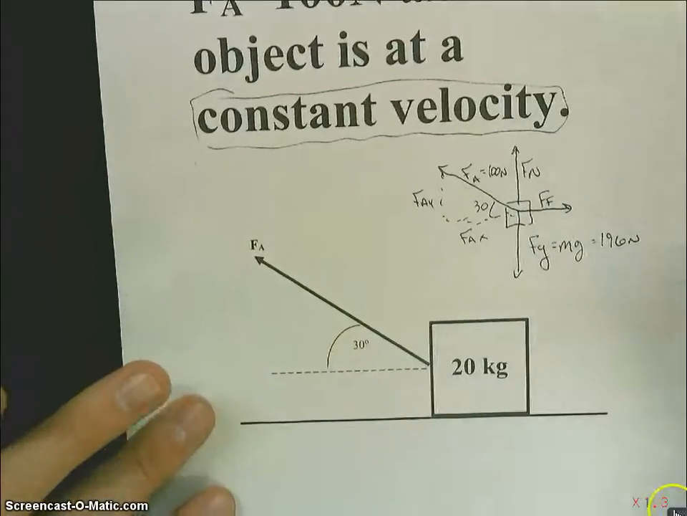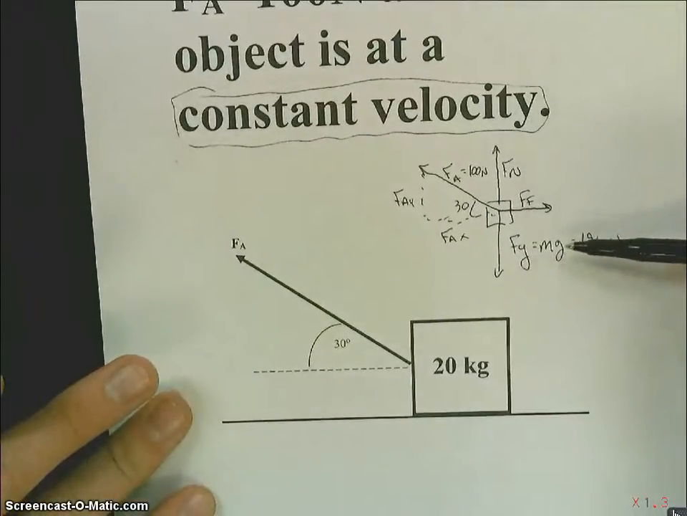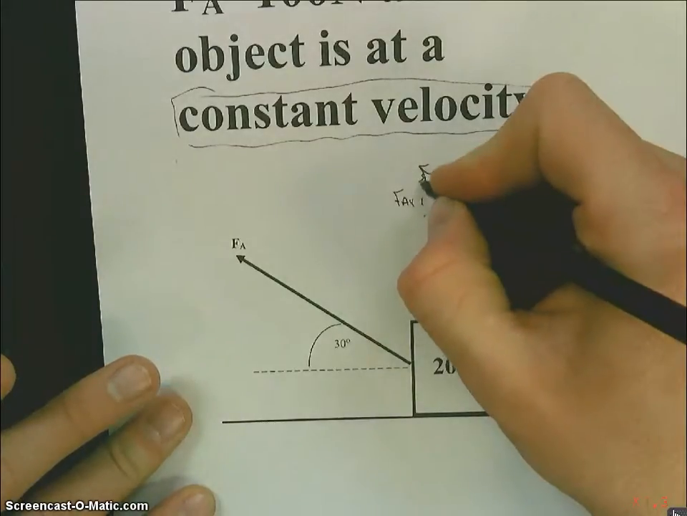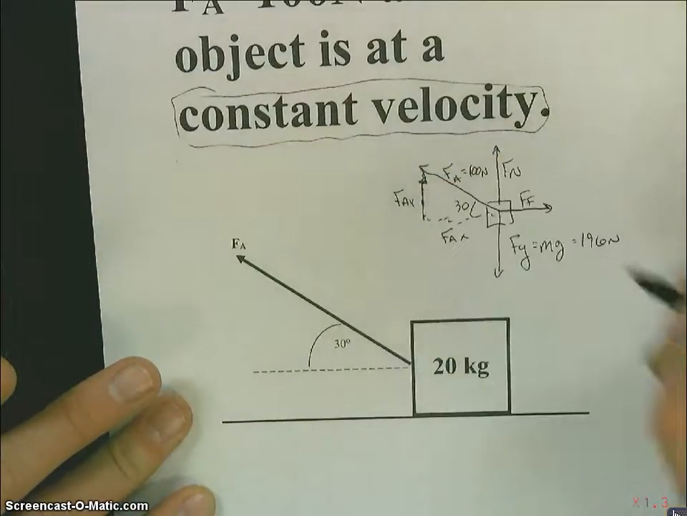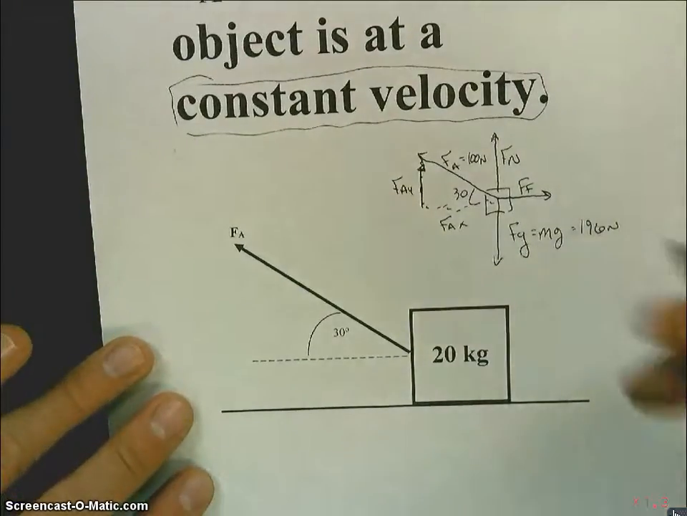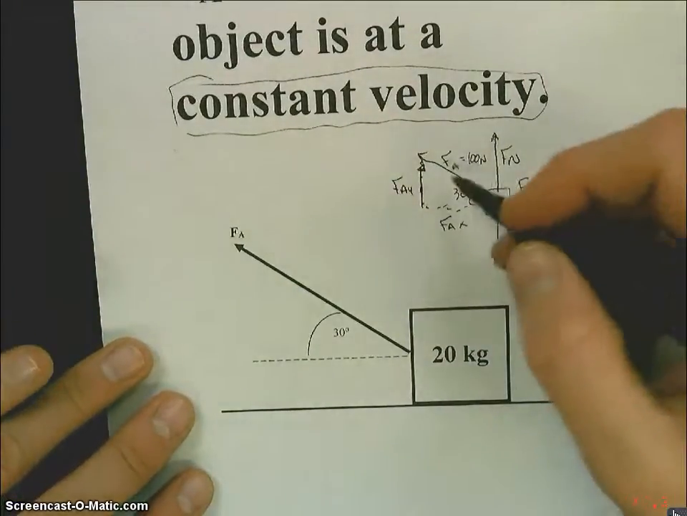Now the common tendency here is for people to say, okay, well, 196, that means that my normal force is 196. Can't do that here. We also know that this is a y force, and the force normal is a y force. So we can't blindly say that they add up together. Instead, we're going to have to do some trig here with my triangle.